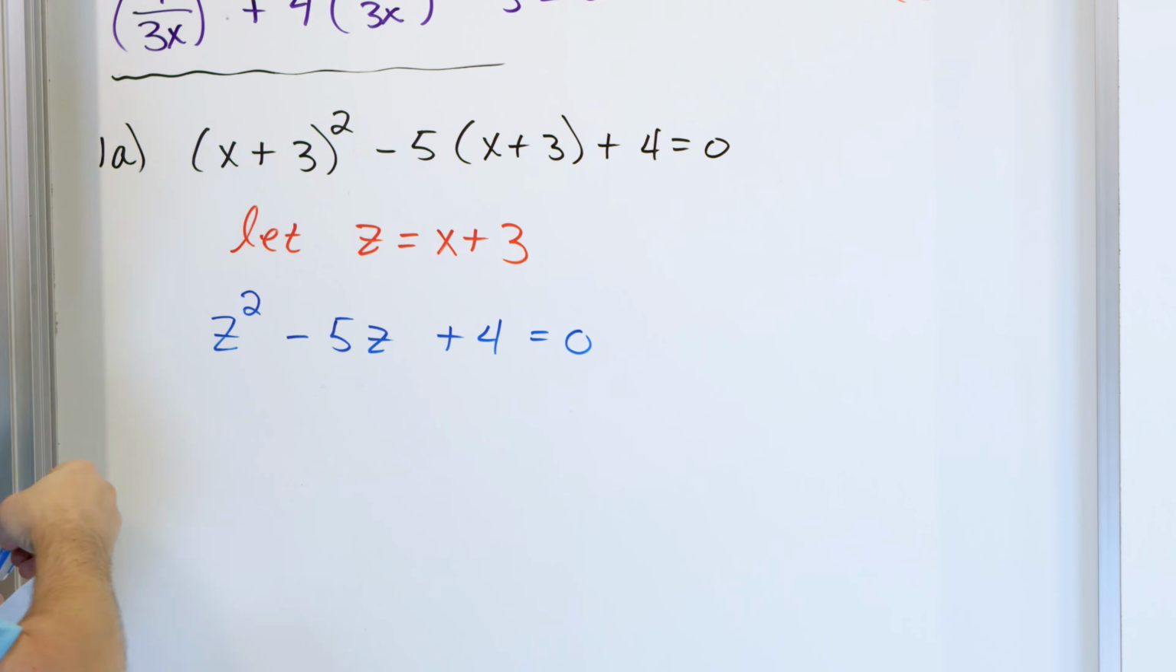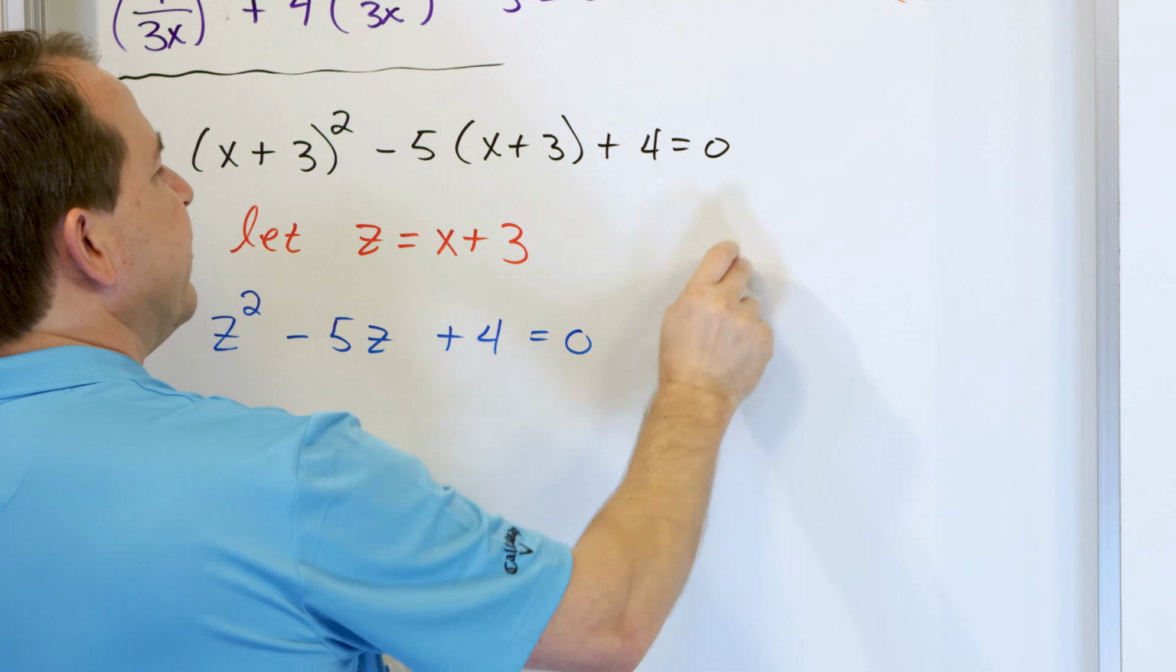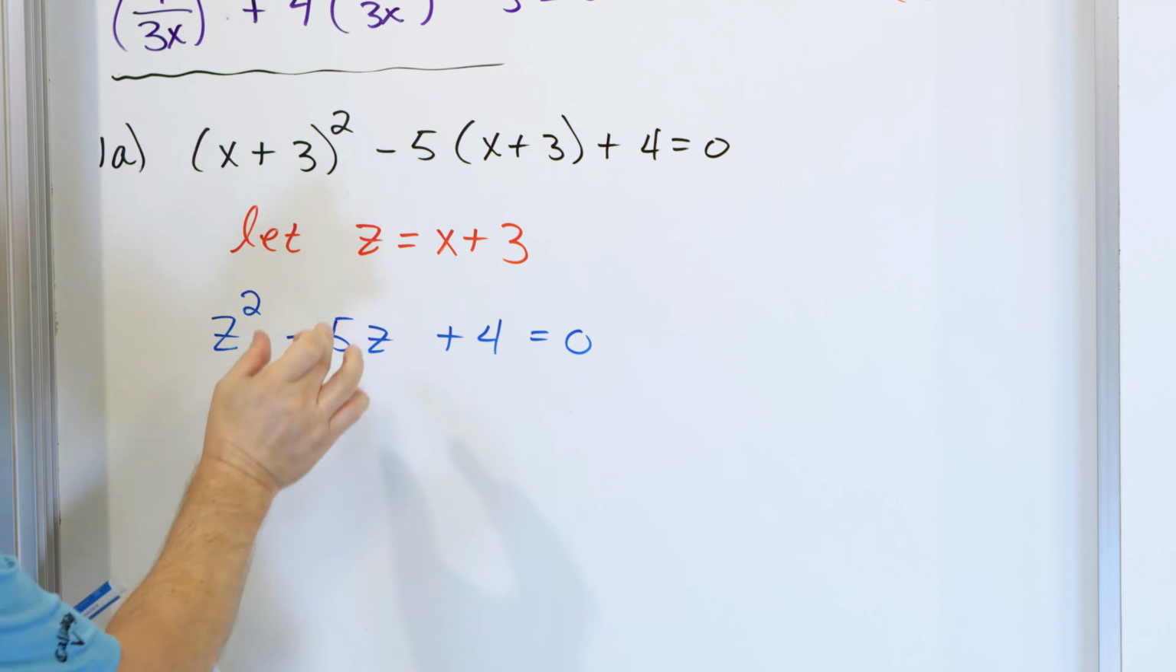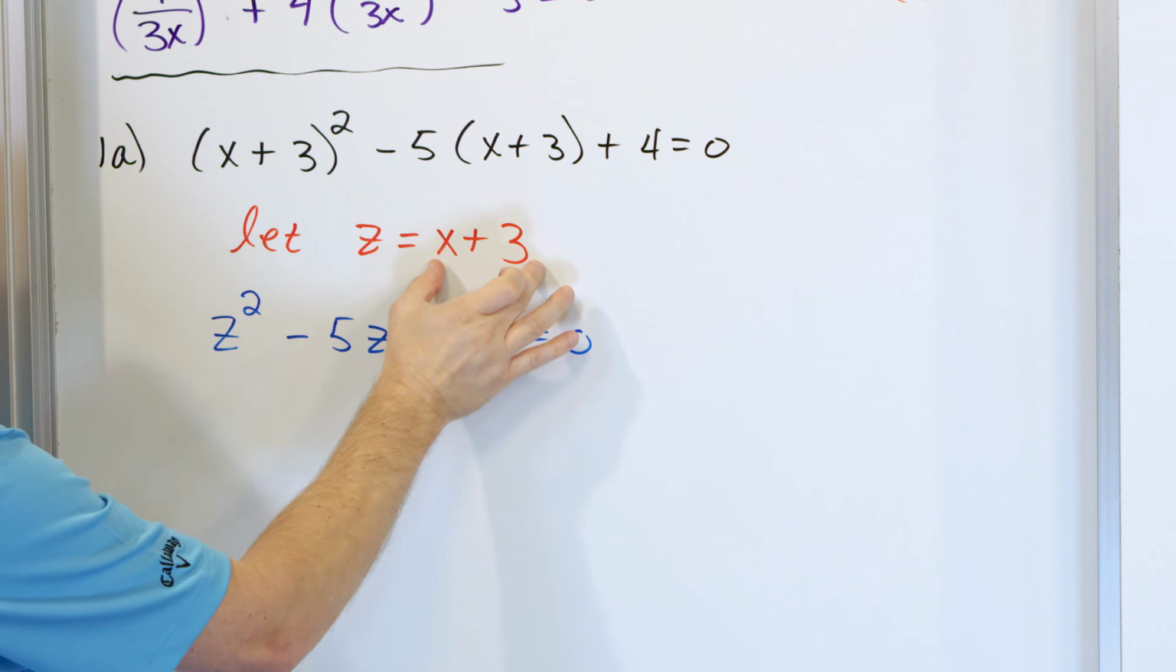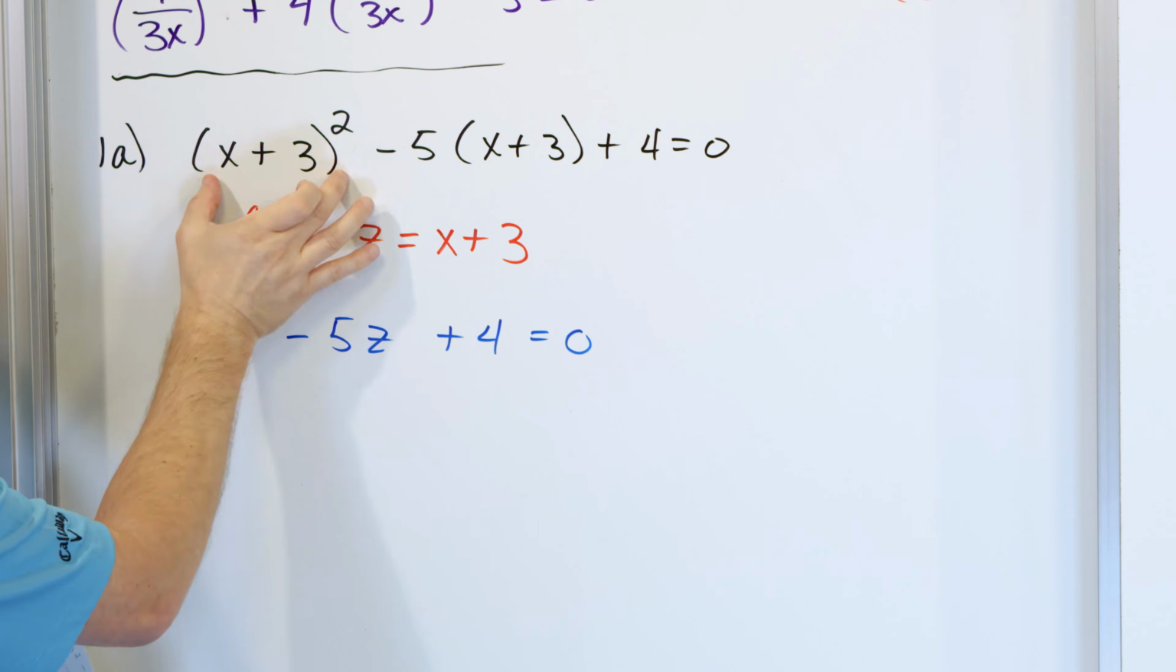Make sure you understand before we go on that these two equations are exactly the same. Because now that we've let z equal this, if I take this and stick it in here, I'm going to get the first term back.